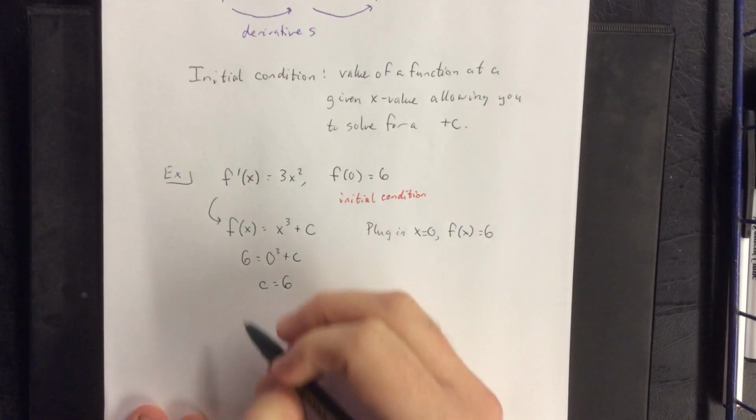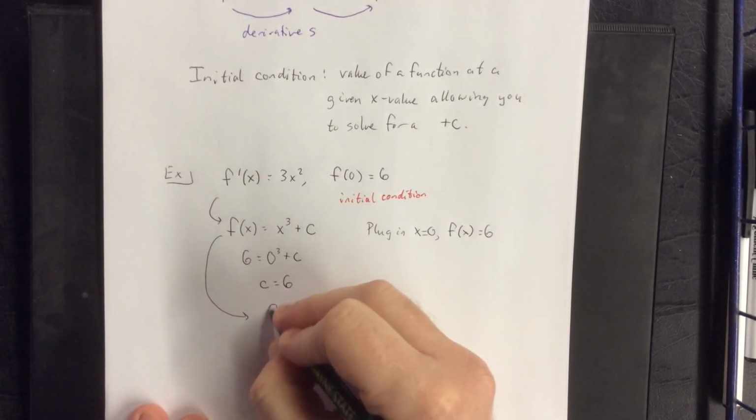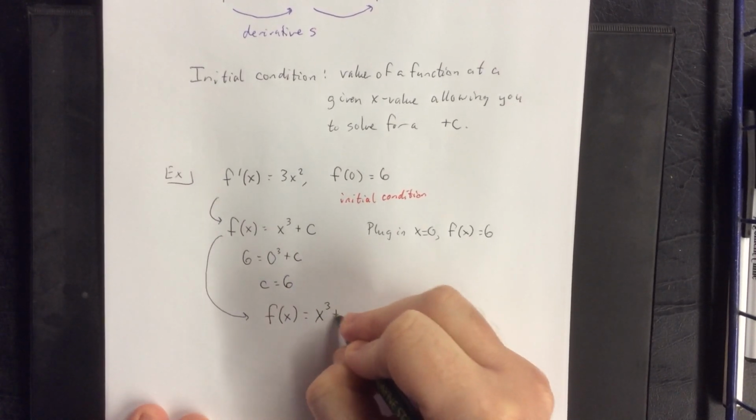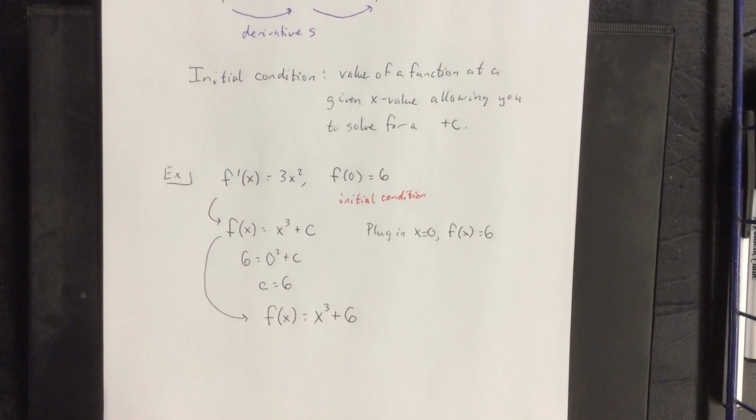So the original function f that we were looking for from right here, f of x, would be equal to x cubed plus 6. In the next video, we'll do a couple more elaborate examples.